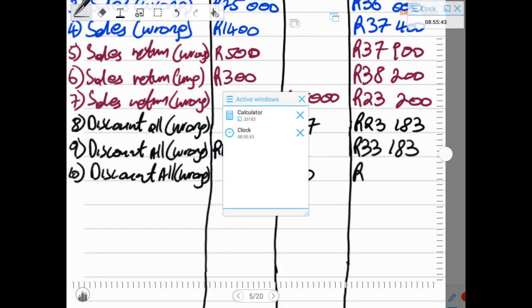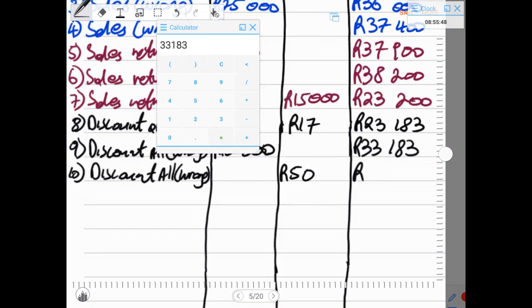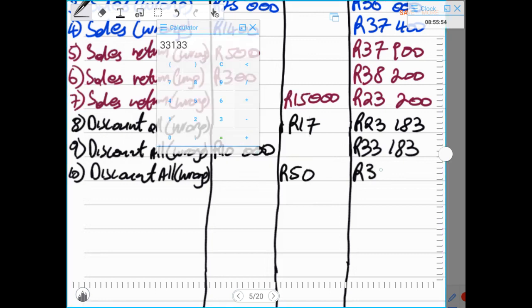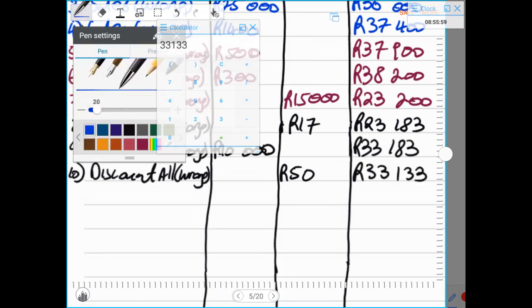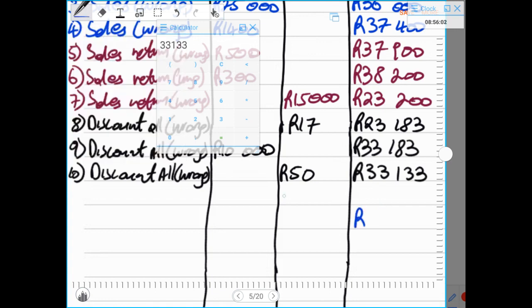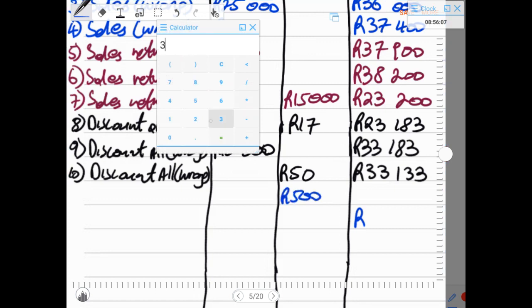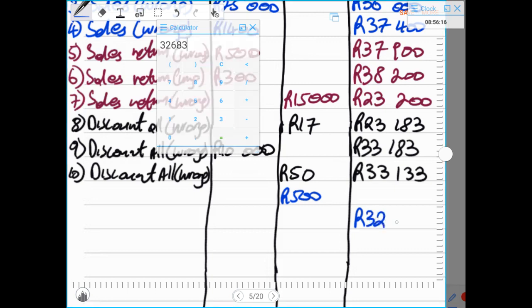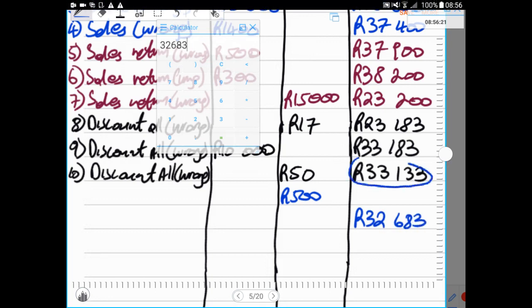We just record only the difference. So now let me just go there and say 33,183. Then I say minus 500, sorry, minus 50 rand. And if I less 50 rand, it gives me 33,133. So now had the right amount been recorded, and remember the right amount is 500, it was going to be 33,183 minus 500. So now it would have been 32,683. So we can see that the balance is overstated.